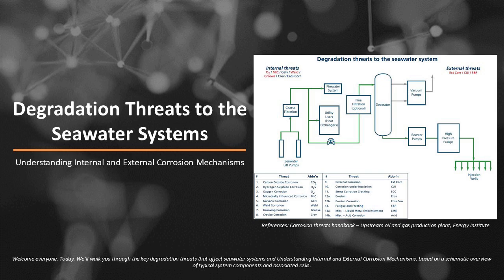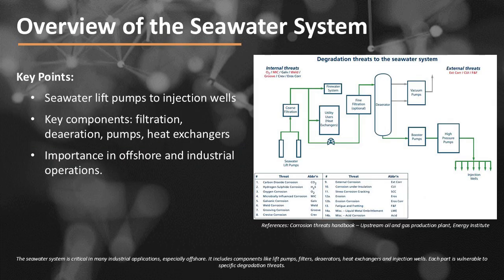Welcome everyone. Today, we'll walk you through the key degradation threats that affect seawater systems and understanding internal and external corrosion mechanisms, based on a schematic overview of typical system components and associated risks. This diagram, references of degradation threats to the seawater systems is from Corrosion Threats Handbook, Upstream Oil and Gas Production Plant, Energy Institute. Overview of the seawater system.